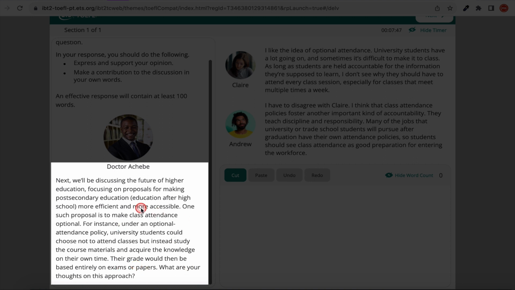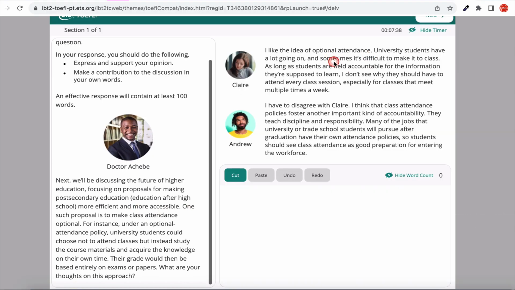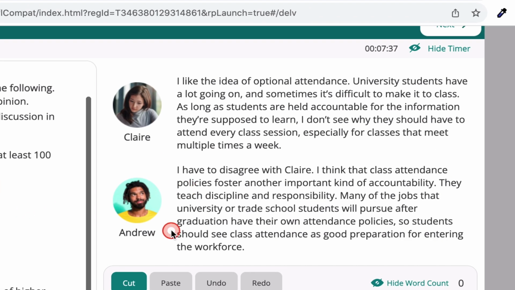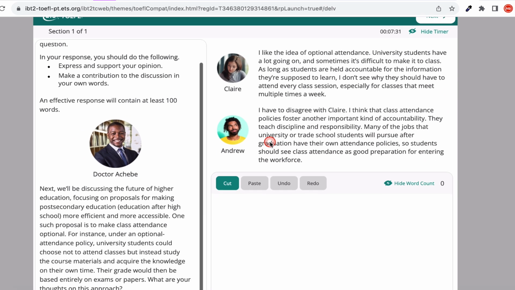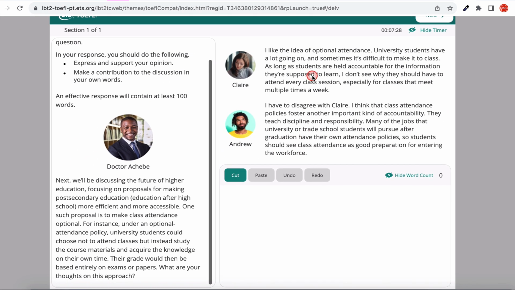Well, what does the professor ask me? He asks me, should attendance be optional? So Claire says, I like the idea of optional attendance. I'm not going to read the rest. And Andrew says, I have to disagree with Claire. I think attendance policies foster another. Okay, so Andrew says they should not be optional. Claire says they should be optional. So I'm going to argue that attendance should not be mandatory. Okay, it should be optional.